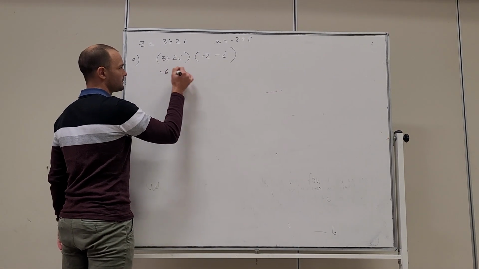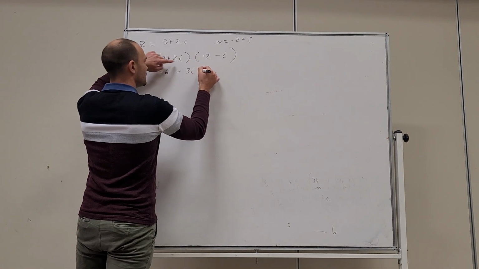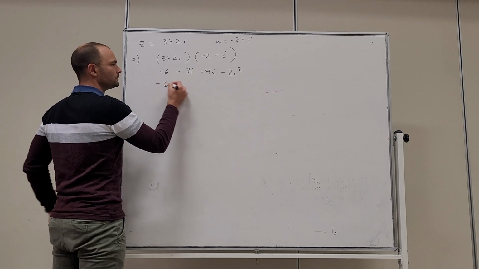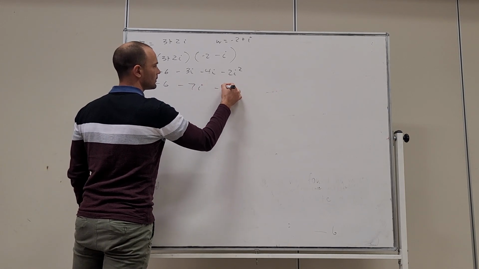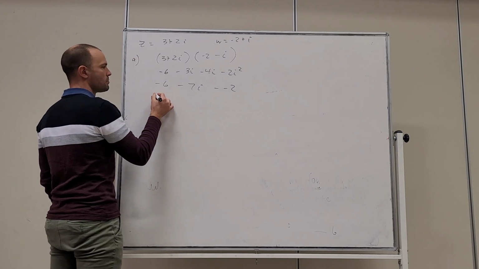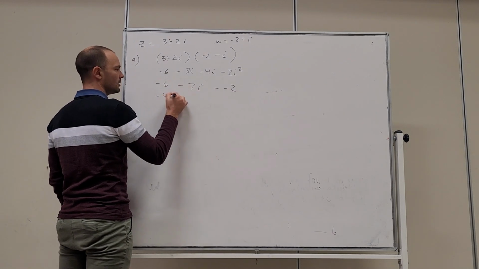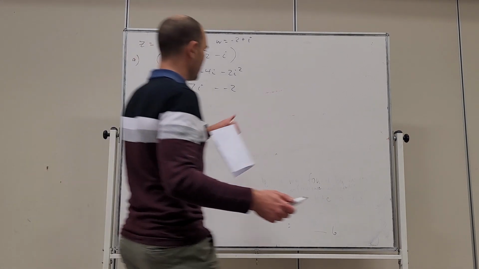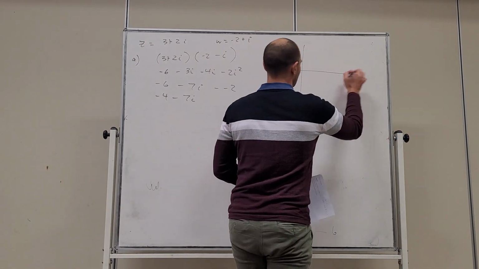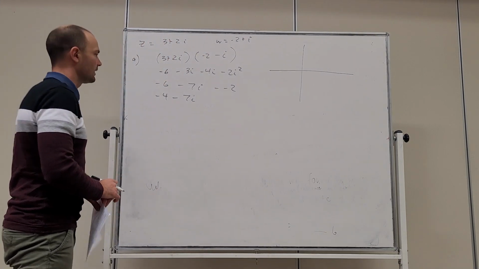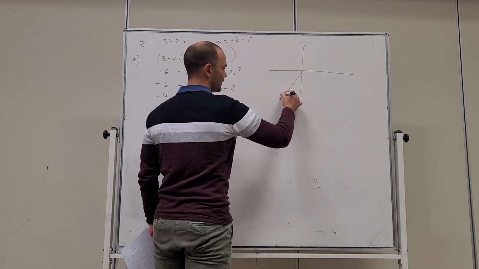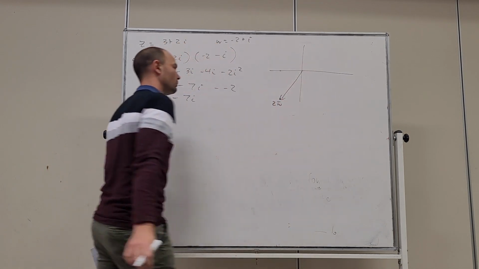So let's speed run this question. Speed runs are very entertaining. I've got minus 4 take 7i. Okay, draw it on the Argand plane. So we have minus 4 as the real component, and then minus 7 as the imaginary component, and so that's going to be z times the conjugate of w.